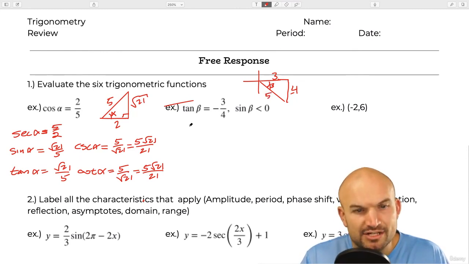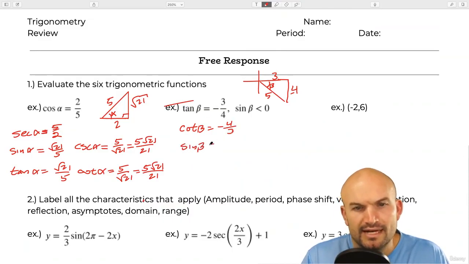All right, so if we have tangent of beta, then we know the cotangent of beta is just going to be the reciprocal, 4/3. We could do the sine of beta. That is going to be opposite over hypotenuse, so that's going to be a negative 4/5. We have the cosine of beta, which is going to be adjacent over hypotenuse.